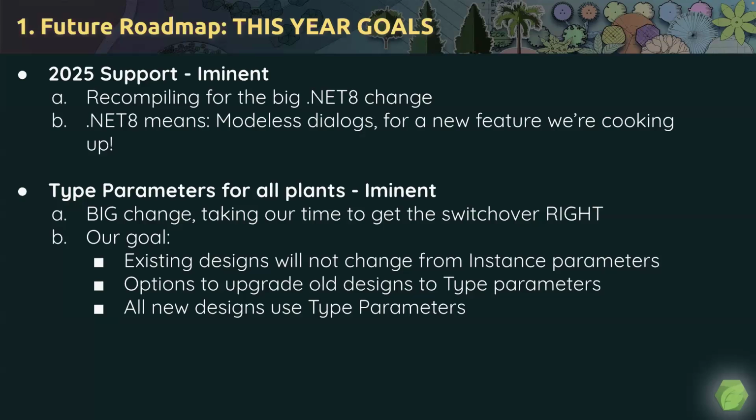They will just keep using instance parameters for now. Then you will have an option to upgrade old designs to type parameters, although we're trying to figure out how feasible that might be. So that's kind of a maybe. At the very least, I will provide documentation on how to update to type parameters. And then all new designs that you use: if you open up a Revit file and it doesn't have any of our plants with instance parameters on it, it will just automatically use type parameters.